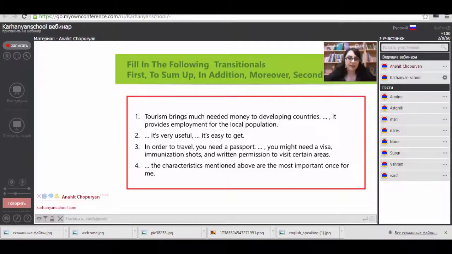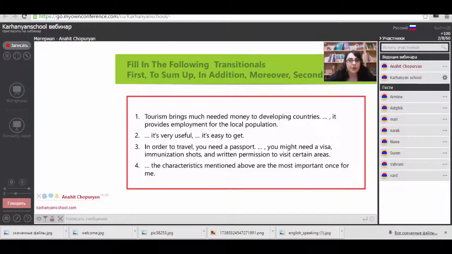I'm reading. Tourism brings much needed money to developing countries. It provides employment for the local population. So what can we add here? First, to sum up, in addition, moreover, second. Much money to developing countries, and you add something. In addition, it provides employment for the local population. Okay, so you understand that here you add information. That's why you say in addition. Okay?